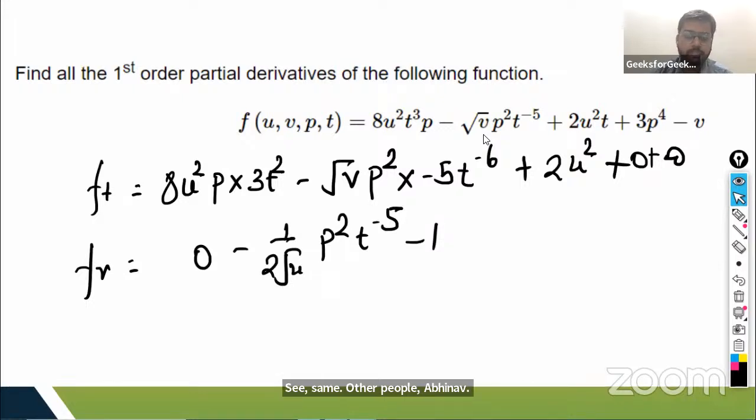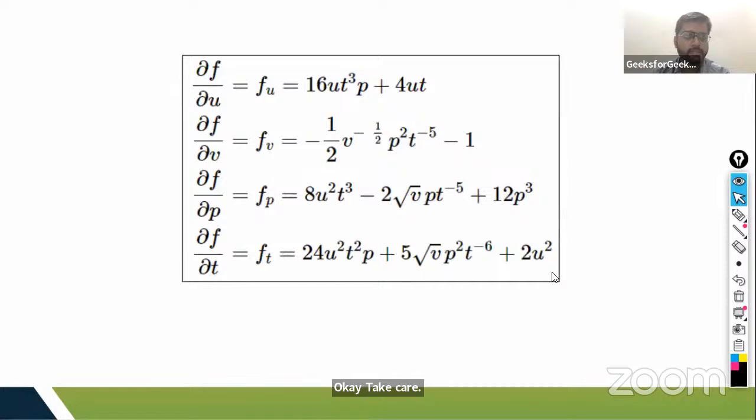Remaining people also check. Karthi has the same answer. Okay, so for the remaining two variables, this is their answer. If you want to check and verify, the answer is written over here. Please check and verify from here only, and that's it.